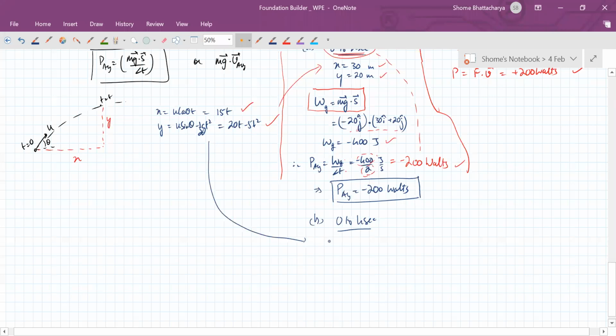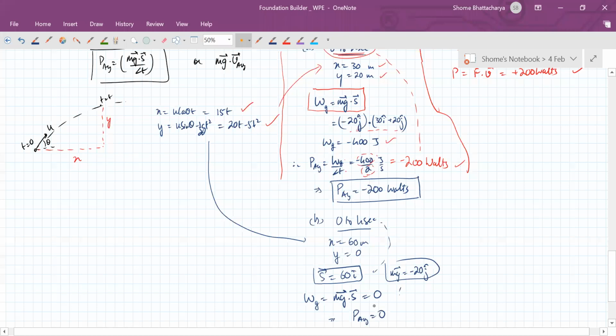So at 4 seconds, you will get x coordinate is 60 meters, but more importantly, y coordinate is 0. So the displacement is only 60 I cap in this interval of time. So the work done by gravity will become 0 because they are perpendicular. The displacement is horizontal. So the work done is 0. That means the average power will also be 0. Okay, so this is a simple example.